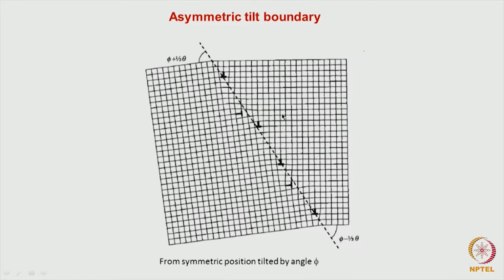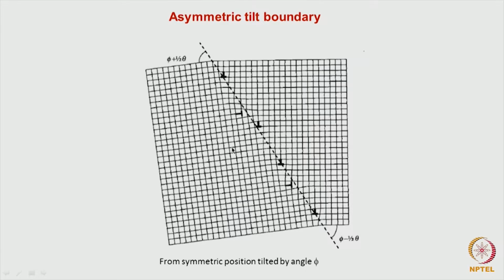because from this region to this region, with respect to the boundary plane, it is not symmetrically tilted. The tilt angle here is phi plus half theta, and here it's phi minus half theta. So essentially these are called asymmetric tilt boundaries. I will show you some examples where these types of boundaries have been imaged. So far we looked at just the structure of the simple tilt boundary.